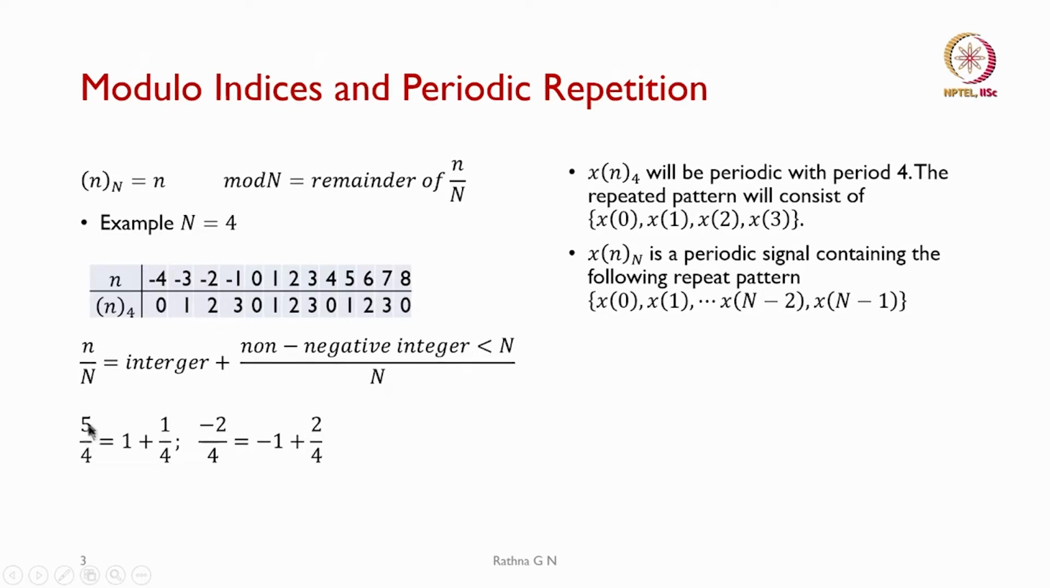As an example, because we have taken capital N equal to 4, if we take the 5th sample, then 5 by 4 is nothing but 1 plus 1 by 4. So, this is the integer plus non-negative integer that we are taking. Here if it is minus 2 by 4, then the integer is going to be minus 1 plus 2 by 4. This should be a non-negative number that we have to assume. So, this is how we will be taking the modulo indices, and then after that it is going to repeat.